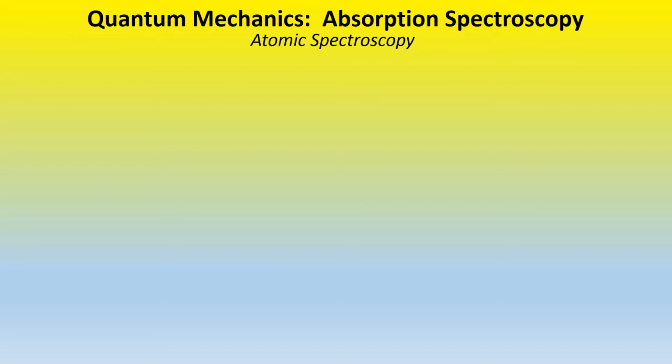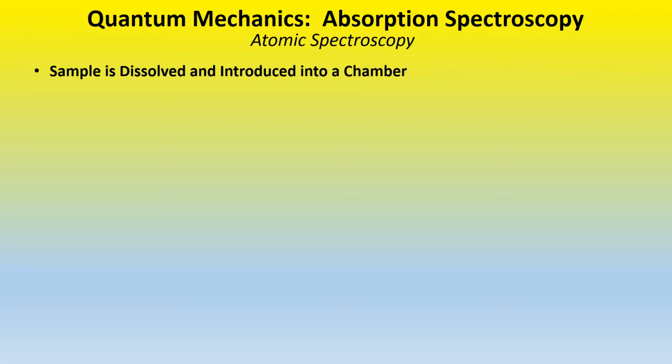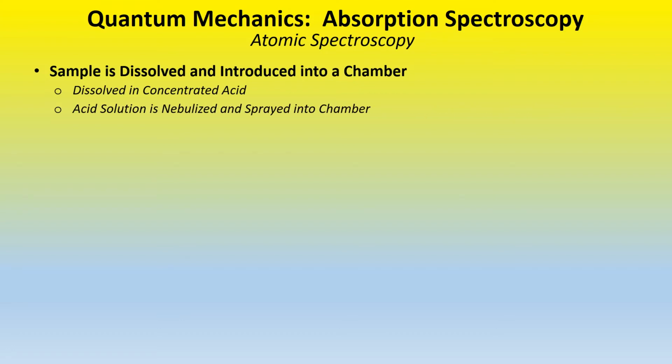Looking further into atomic spectroscopy. Sample preparation. The sample is dissolved and introduced into a chamber. It can be dissolved in concentrated acid, and the acid solution is nebulized and sprayed into the chamber. The sample can then be energetically excited. This can happen in one of two ways.